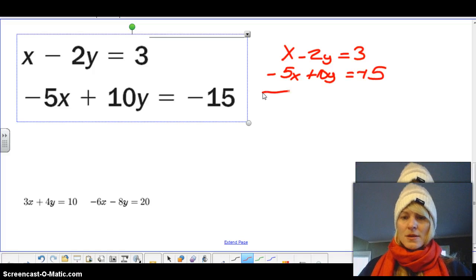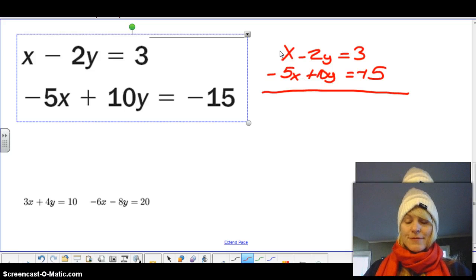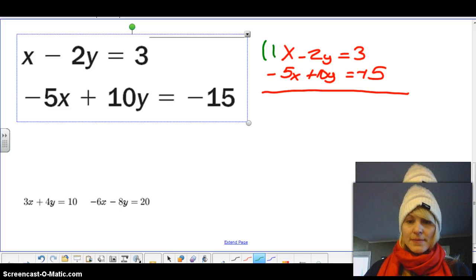Okay, so looking at this, they're both in standard form. I would need a 5 here to cross these out. I would need a 10 here to cross these out. And I have the same problem I wanted to have before. All right, so we're going to go through again. I can just multiply through by 5, because remember there's a 1 there. So I'm going to multiply everything by 5.